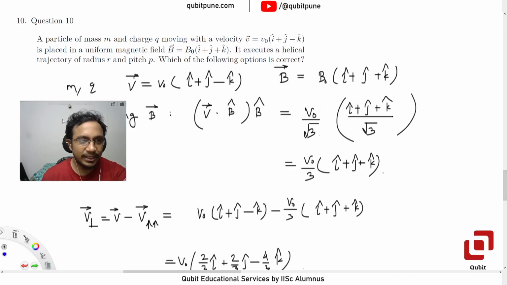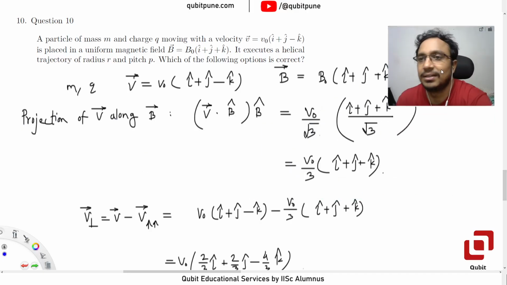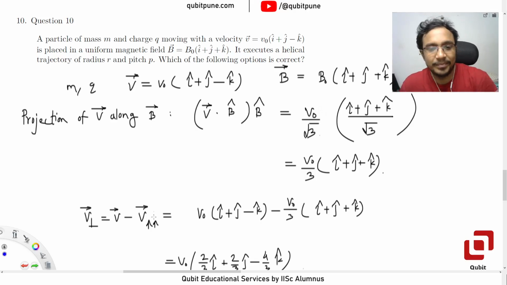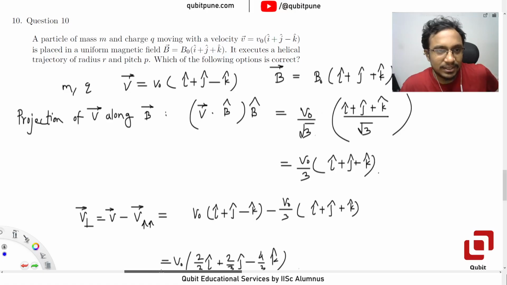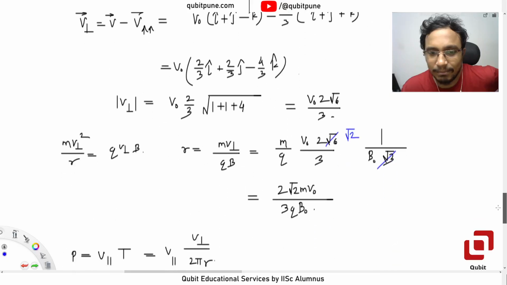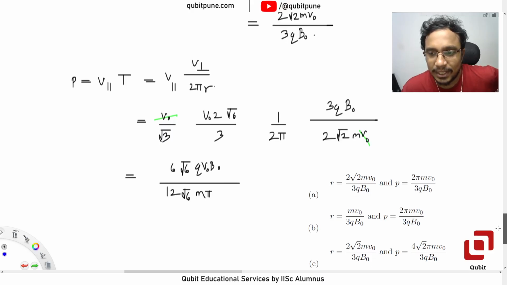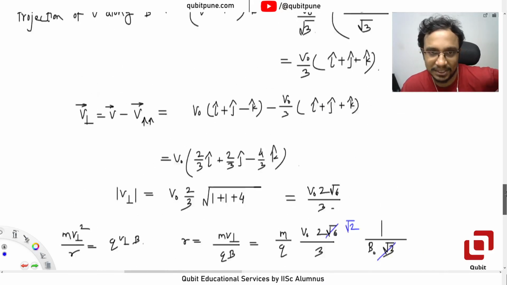So anybody did question 10? Yes, sir. You did. Okay. I somehow did not get the expression for the pitch right. I will check my calculations now. I did it twice, but I somehow ended up getting a wrong expression for the pitch. I could not get that 2 by 3. I got 1 by 2. But let me check it once again.